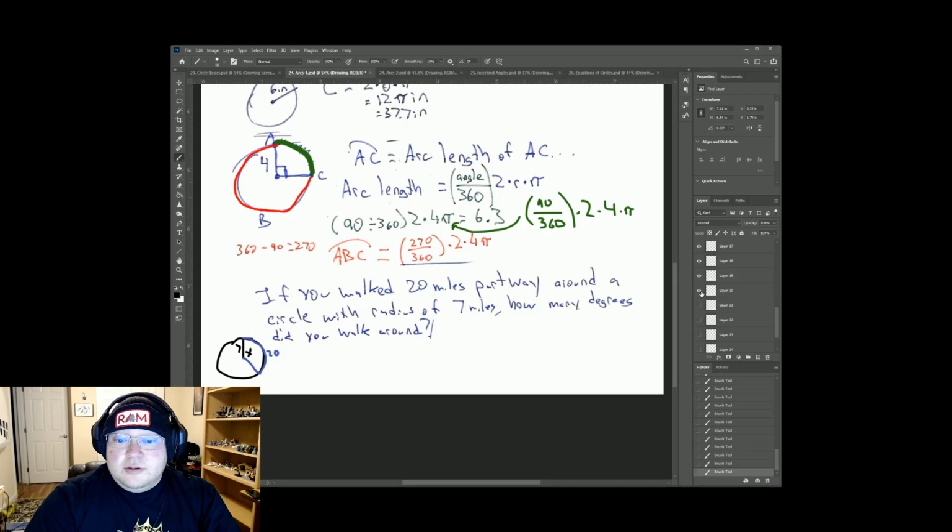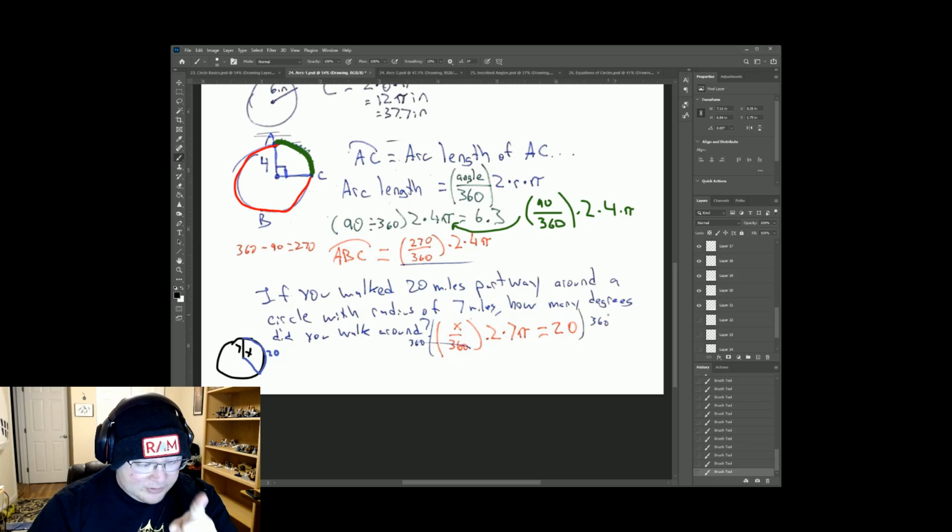So, basically, we have this formula. You're just plugging it in. Angle over 360. We don't know what the angle is. That's why it's x over 360 times 2 times 7, because that's the radius, times pi. We know this equals 20. I don't like having this 360 there. I don't want to have a fraction. So I'm going to multiply both sides by 360.